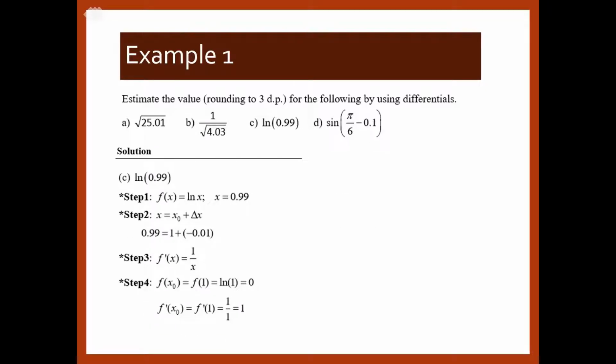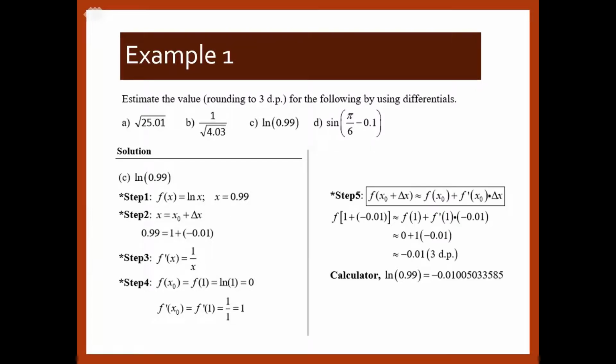Now refer to 1c. To solve, let f(x) equal to ln x in which x equal to 0.99. Here, x0 is 1 and delta x is negative 0.01. Differentiate the f(x), you should get 1 over x as the answer. Substitute x0 equal to 1 into the f and f prime. You should get 0 for the f(x0) and 1 for the f prime x0. Substitute this value into the formula and simplify. You should get negative 0.01 as the final answer.